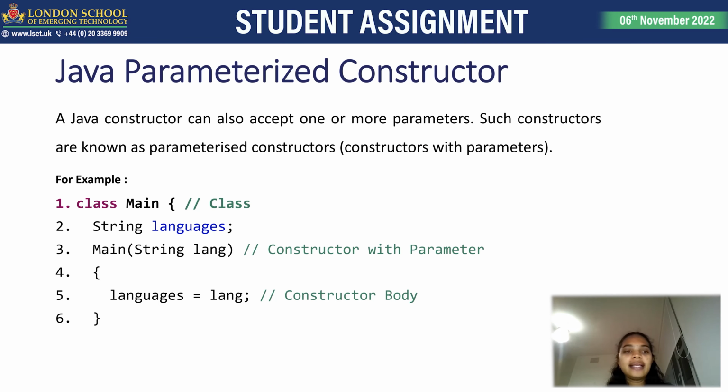Next, the Java parameterized constructor. In Java, constructors can also accept one or more parameters or arguments. These constructors are also called parameterized constructors or constructors with parameters. For example, here class Main, so this is a class. Here we are defining a variable, string languages. Main is the constructor because it has the same name as the class name. Here the constructor with a parameter is described. In the body of the constructor, we are assigning the value languages equal to language.